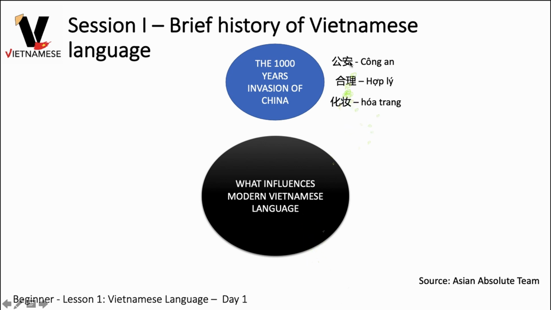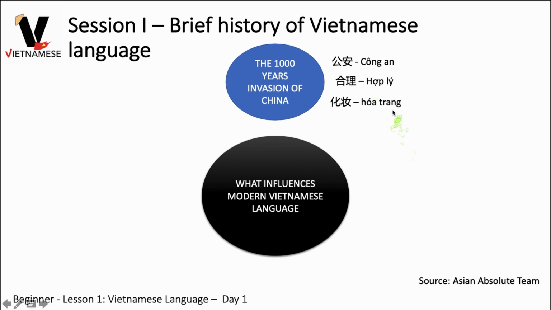For example, on the left we have the Chinese characters, and on the right are the Vietnamese characters. And this one sounds like Công an, and in Vietnamese it is also Công an, which means police. And the second one is Hợp Lý, and in Vietnamese it is Hợp Lý. Or the third one is Hoa Truong, or in Vietnamese it is Hoa Trang.